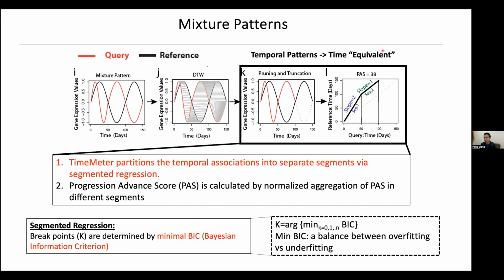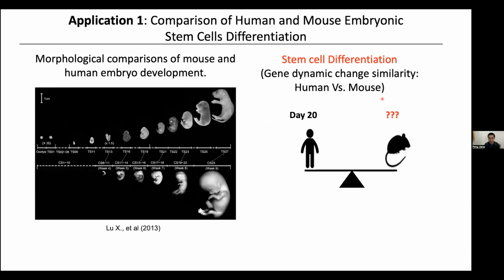Then once we determine the different segments, we can calculate the area of the differences between the diagonal line and calculate the PS score. Then I want to talk about a few applications.